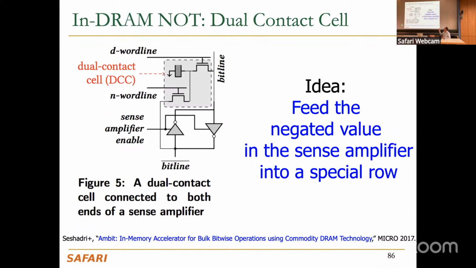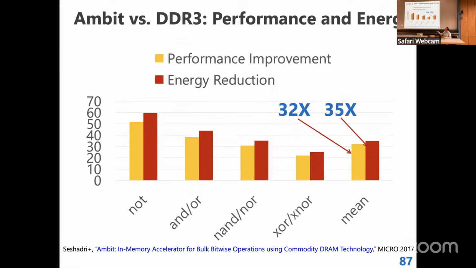It's a bit invasive to the DRAM design, and there's a lot of overhead over here, but later works improved on this. But the concept is there. So implementation is not perfect over here. But the big key idea is you can feed the negated value in the sense amplifier into a special row. Okay. Now, if you have this, you can actually implement any operation after this, right? Because we have a NOT now.